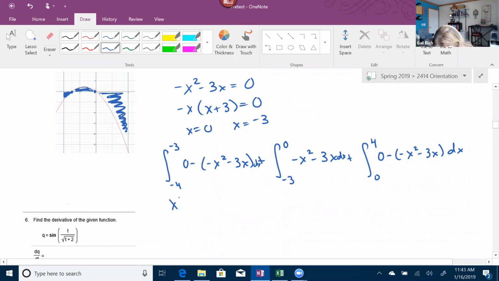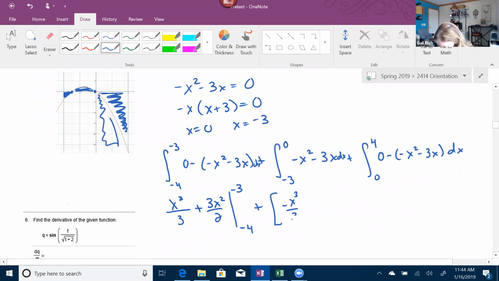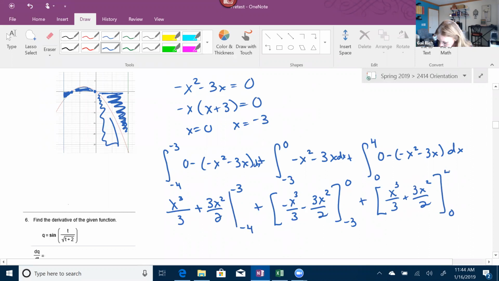So this integrates as x³ over 3 plus 3x² over 2, because when I distribute this negative through, and that's evaluated from -4 to -3. And then here I'll have plus -x³ over 3 minus 3x² over 2. That one I'm going to evaluate from -3 to 0. And then finally on this one, these will all become positive. So that's x³ over 3 plus 3x² over 2. You're going to evaluate that from 0 to 4.